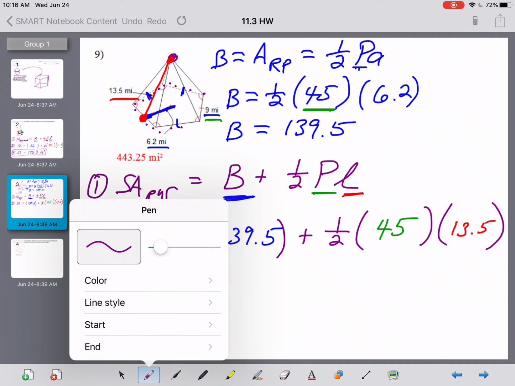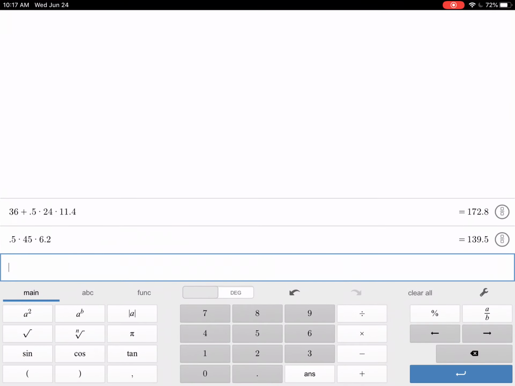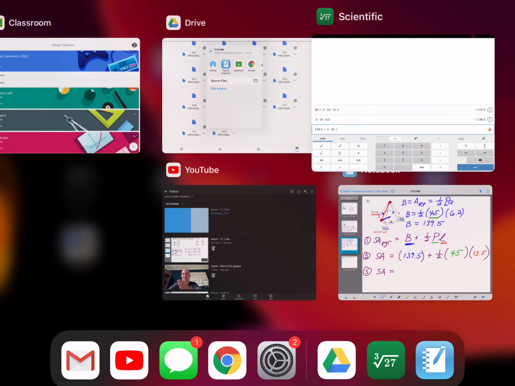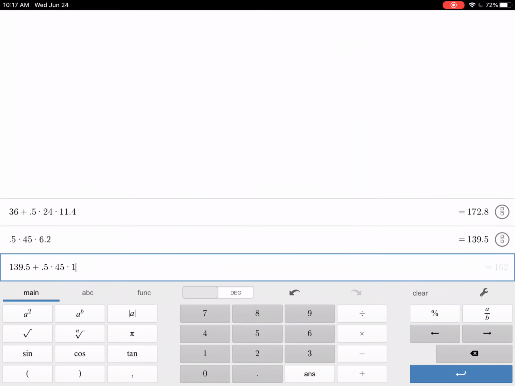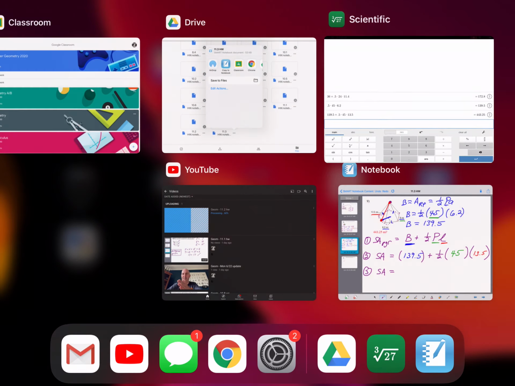Anyway, at this point, we have filled in everything we needed to know in step 2. So now for step 3, we'll type all of that into our calculator at once. So we start off with the area of our base, which is 139.5, and we're going to add to that 0.5 times the perimeter of our base, which was 45, times our slant height, which was given to us as 13.5. And that should get us our overall surface area now of 443 and a quarter.